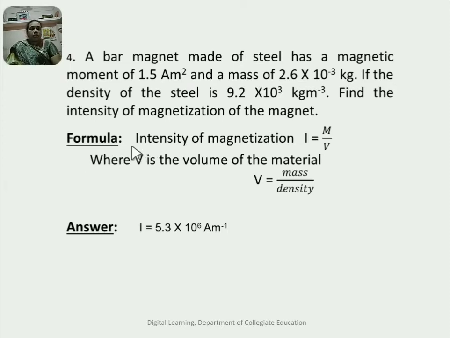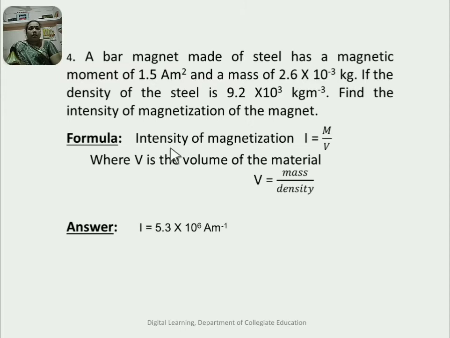Here given data is magnetic moment. Magnetic moment of the steel is equal to 1.5 ampere meter square. Mass of the substance is 2.6 into 10 to the power minus 3 kg. Density of the steel is 9.2 into 10 to the power 3. Then here we have to calculate intensity of magnetization of the magnet.